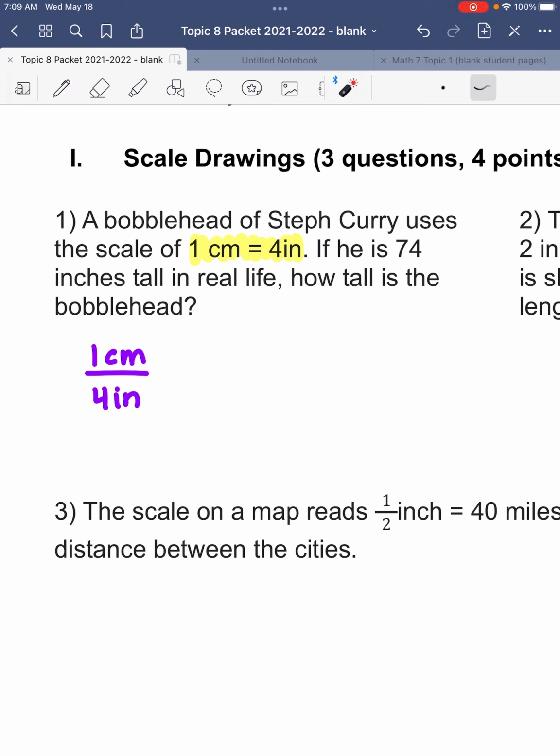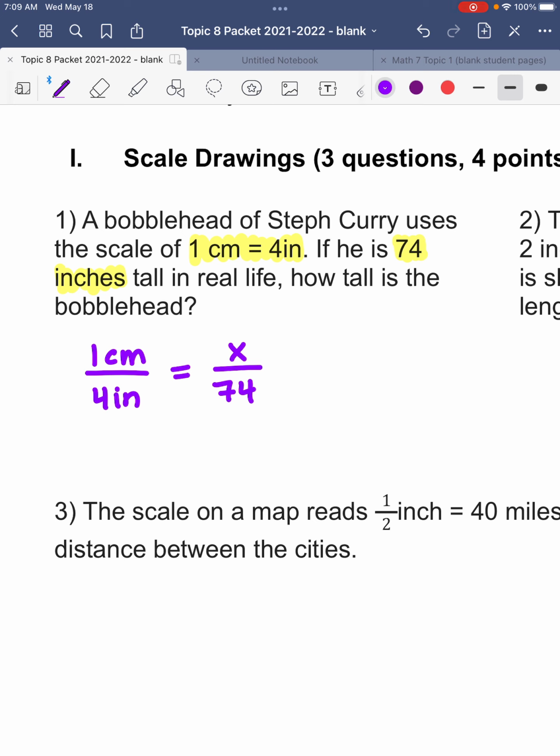And the reason I include the units here is because I know in my second fraction, I'm going to need the centimeters on top and the inches on the bottom. So remember, we're writing a proportion, so 2 fractions that equal each other. And the only other piece of information that's important to me is that he is 74 inches tall in real life. So because I know where inches go, they go on the bottom, I know to put the 74 down here and I'll put the x on top.